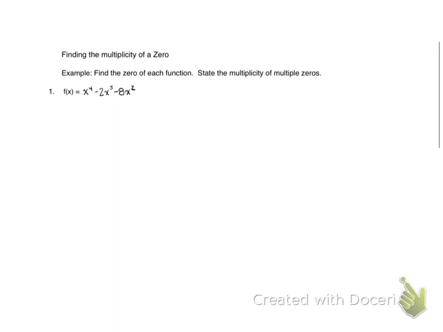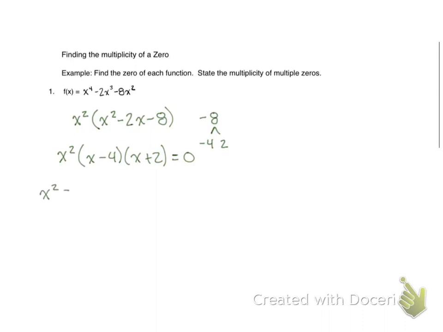If we factor this, you should recognize that you can factor out a greatest common factor of x squared, and that leaves x squared minus 2x minus 8. Well, that can factor. What are two numbers that will multiply to negative 8 but add to negative 2? Negative 4 and 2. So I have x minus 4 and x plus 2. Set all of this equal to 0. That means x squared is equal to 0, x minus 4 is equal to 0, and x plus 2 is equal to 0.